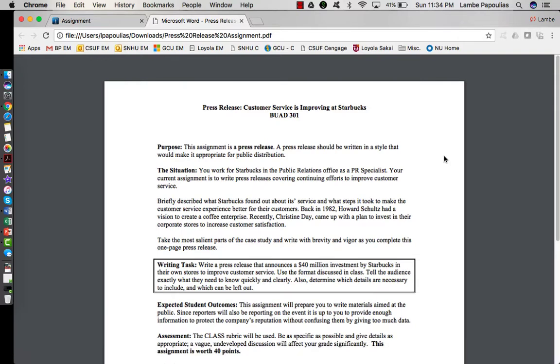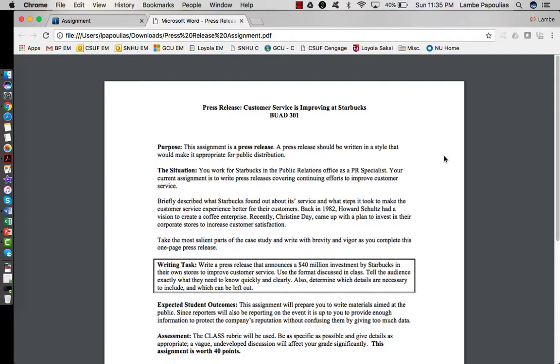So purpose. This assignment is a press release. A press release should be written in a style that would make it appropriate for public distribution. So the situation: you work for Starbucks in the public relations office as a PR specialist. Your current assignment is to write press releases covering continuing efforts to improve customer service. Briefly describe what Starbucks found out about its service and what steps it took to make the customer service experience better for their customers. Back in 1982, Howard Schultz had a vision to create a coffee enterprise. Recently, Christine Day came up with a plan to invest in their corporate stores to increase customer satisfaction.